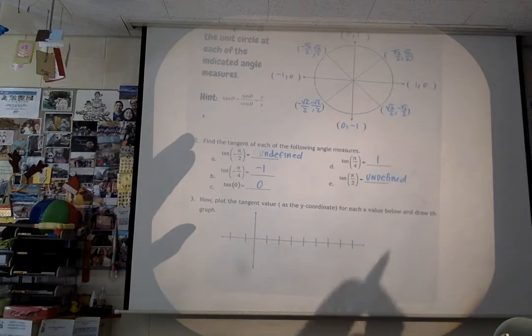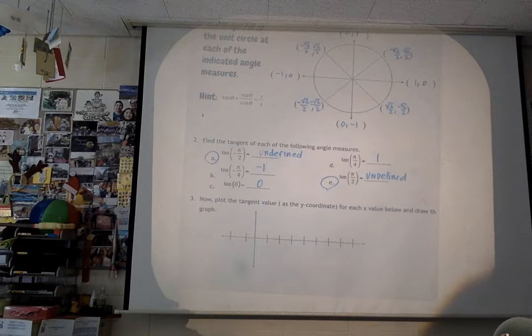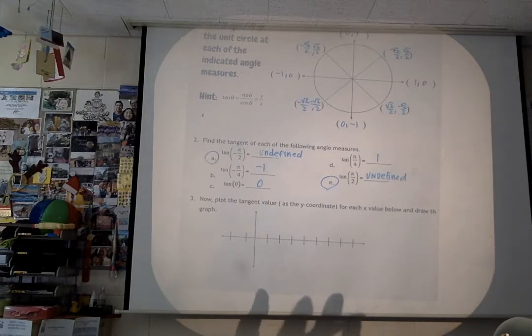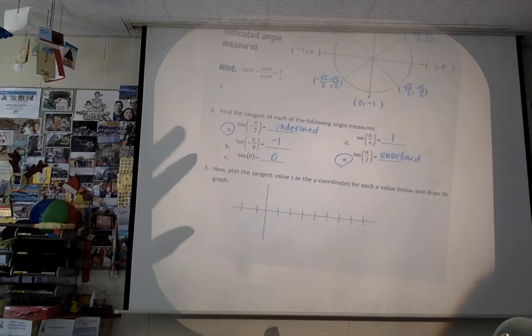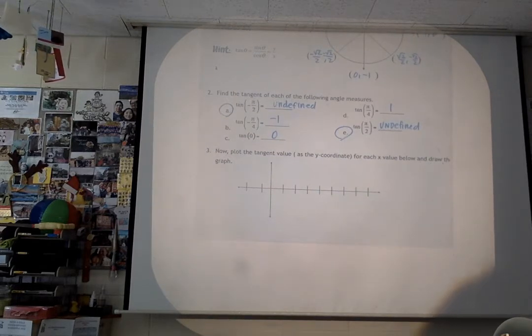Anywho, all right? You guys, look, I want you to recognize something here and here. Negative pi over 2 and pi over 2 is undefined. I wonder what kind of significance that has, okay? All right, now let's plot these tangent values. Just like sine and cosine, these have values, right?